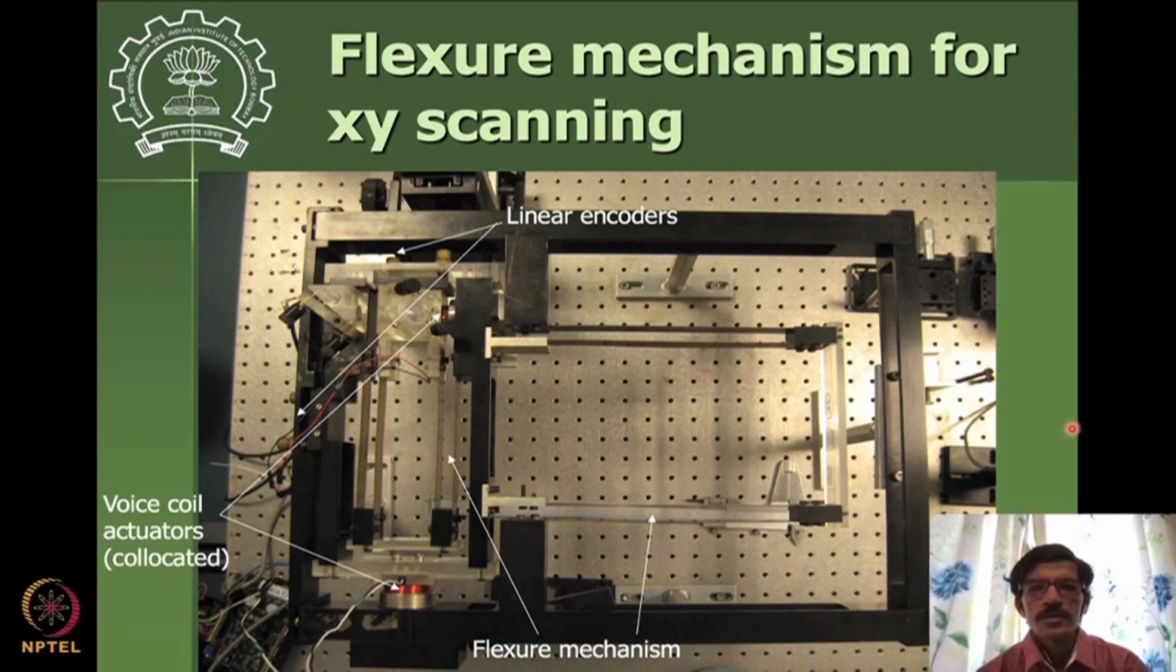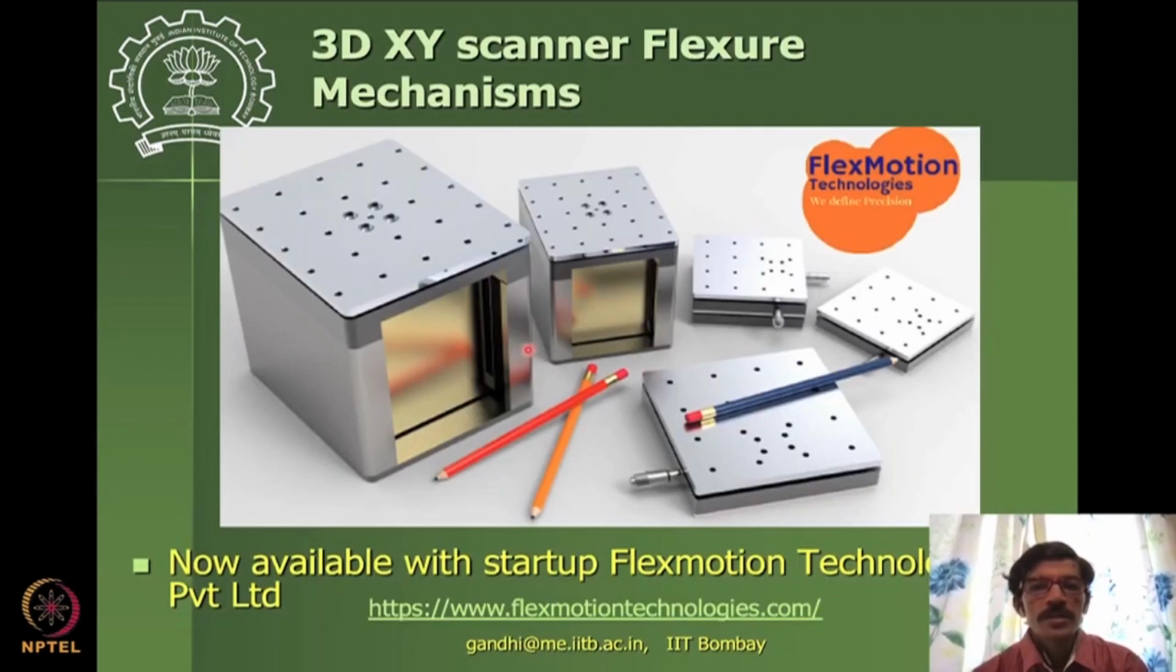Okay, so this is a system that is now built, and now these flexure compliant mechanism stages are available. Here you can see some of the mechatronics components, where your mechanical compliant mechanism stages are integrated with these voice coil actuators, and then there are linear encoders to do the job. Then these compliant mechanism stages are manufactured by a company called Flex Motion Technologies. It is a startup from here, IIT Bombay, and they are now available for many different applications.